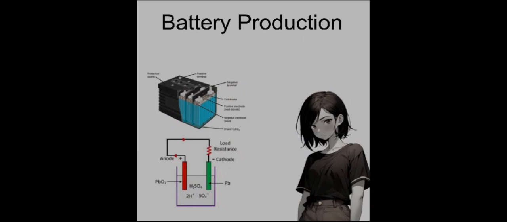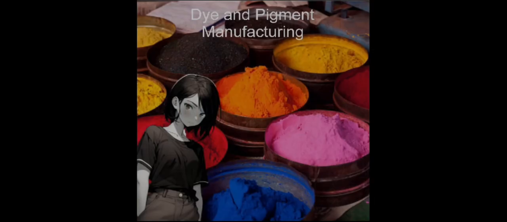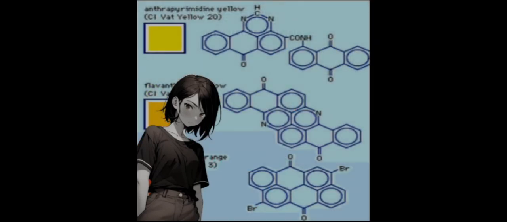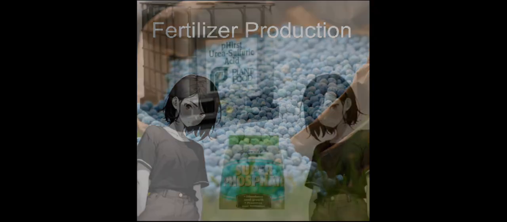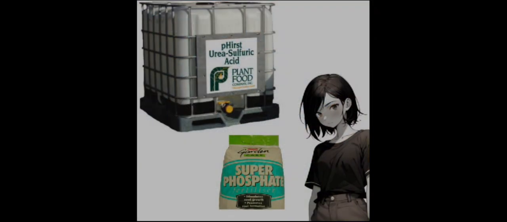Battery production. Sulfuric acid is a key component in the production of lead-acid batteries. Dye and pigment manufacturing. It is used in the production of dyes and pigments for textiles and other materials. Fertilizer production. Sulfuric acid is used in the manufacturing of phosphate fertilizers like superphosphate and ammonium phosphate.